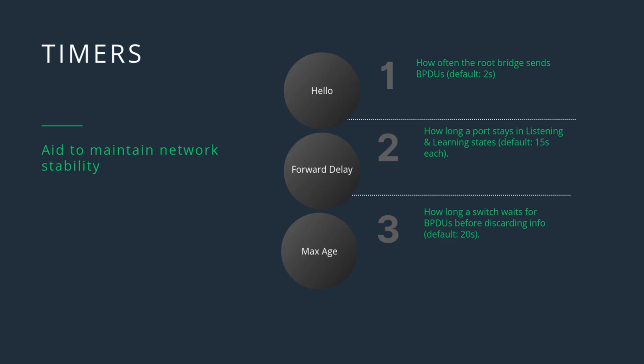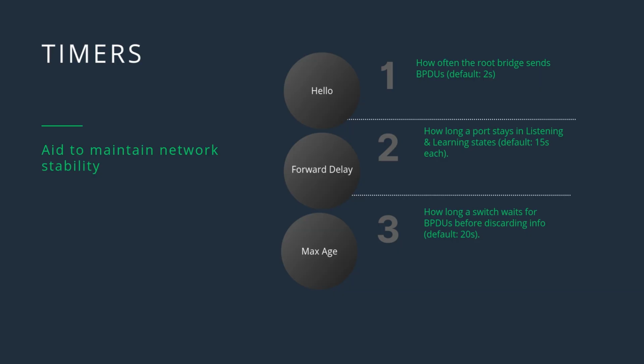The forward delay timer controls how long a port stays in the listening and learning states. Default is 15 seconds each, so that's 15 seconds listening, then 15 seconds learning, a total of 30 seconds before a port can forward traffic. This delay is crucial because it gives the network time to stabilize and prevent temporary loops during topology changes.